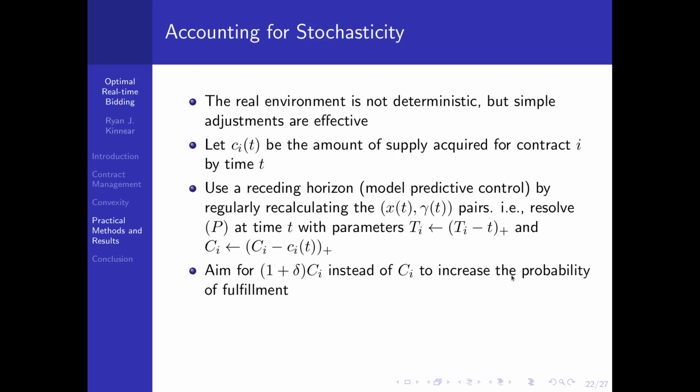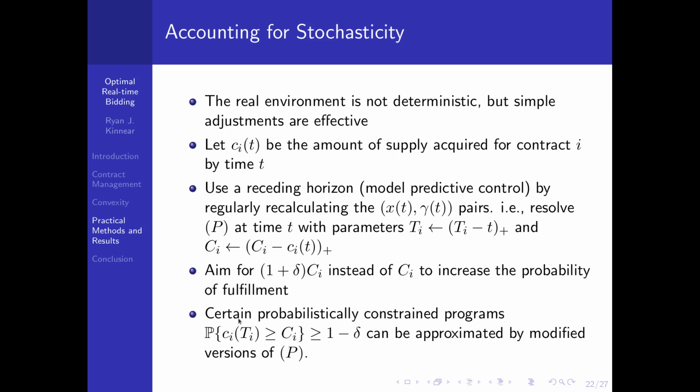And then similarly, we can overinflate the target supply. So instead of aiming to obtain c_i supply, we aim to obtain (1 + delta) c_i. Now this delta becomes a parameter. And there's some justification for doing this over-fulfillment or over-targeting, which is that if you have some probabilistically constrained optimization problem where you want to optimize subject to the probability that you fulfill the contract, then this optimization problem with the probabilistic constraints can be approximated by, or is in fact equivalent to, a problem where you just inflate the target supply.